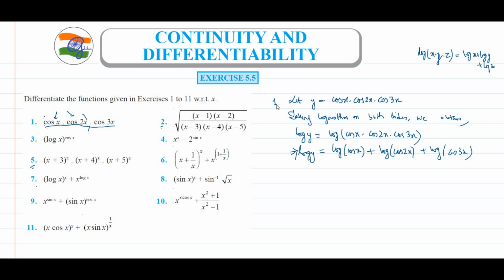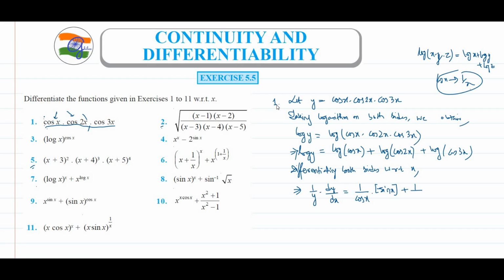Now we will be differentiating this with respect to x. What is the benefit of this? We'll be seeing soon. This is going to be by chain rule. You know that the differentiation of log of x is 1 by x. I'll be using it here in the form of chain rule. So this will be 1 by y times dy by dx, that is equal to, for log of cos x, 1 by cos x times the differentiation of cos x with respect to x, that is minus sin x, plus 1 by cos 2x times the differentiation of cos 2x with respect to x, that is minus 2 sin 2x, and finally plus 1 by cos 3x times minus 3 sin 3x.